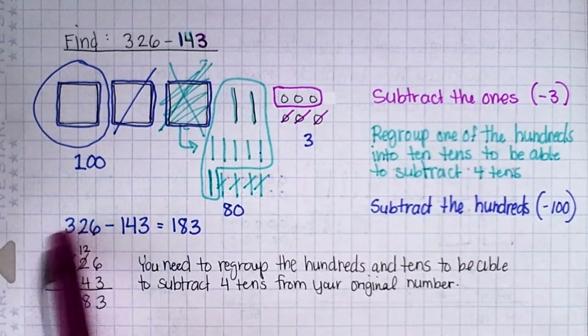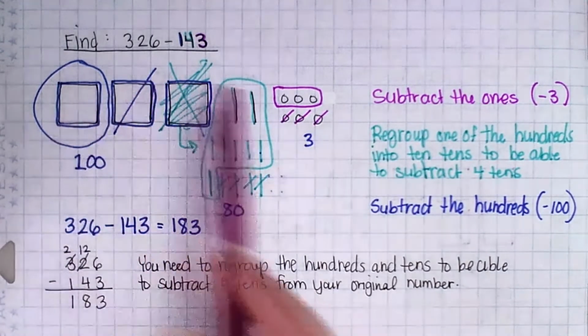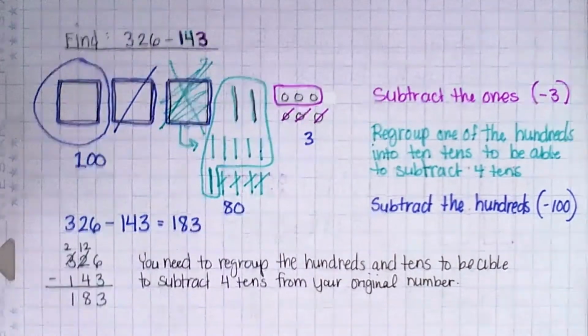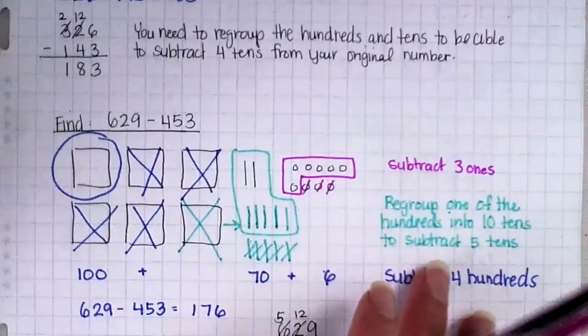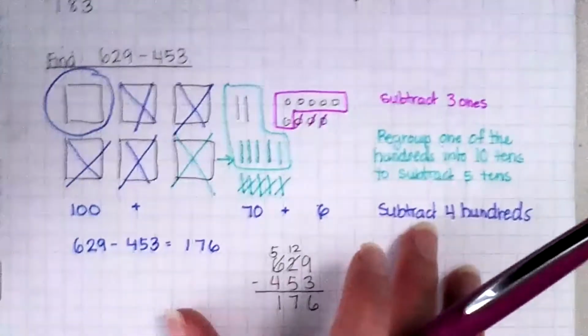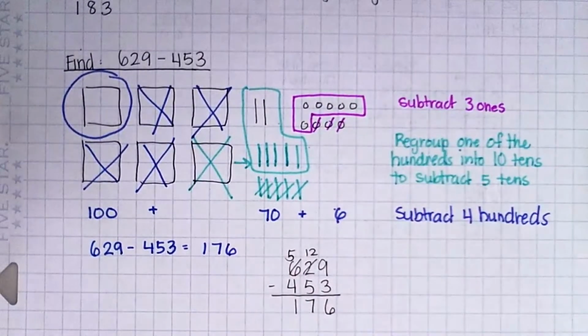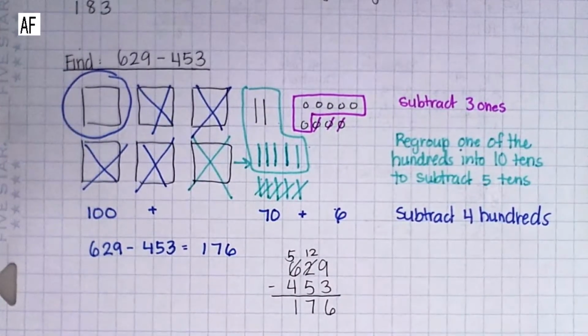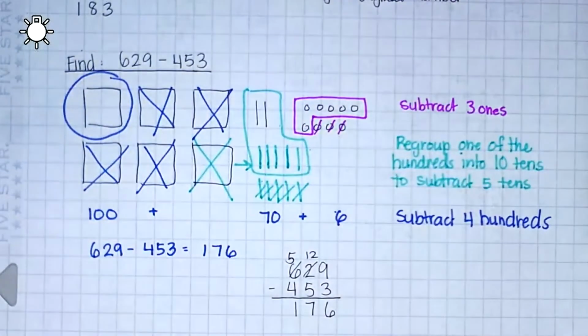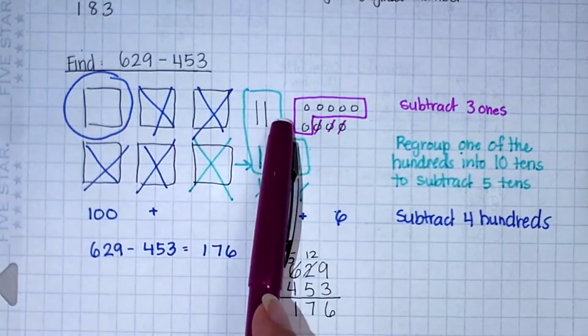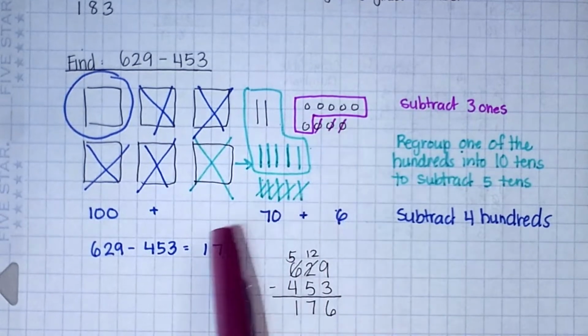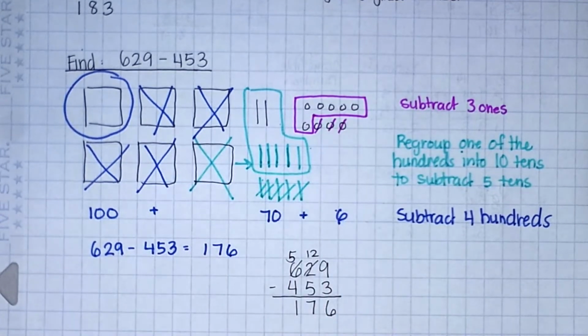So if you understand how to do this, all this is showing it to you in a different way. Let's take a look at our next example. So let's find 629 minus 453. So I drew my 600 and my 20 and my 9, and I needed to take away 453.